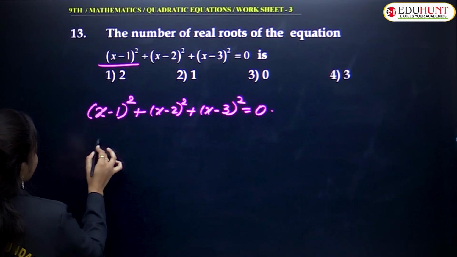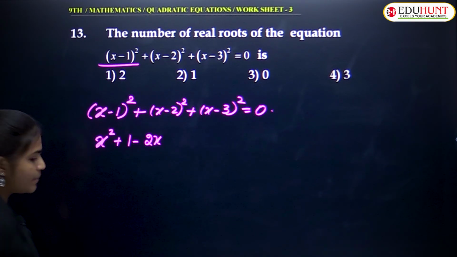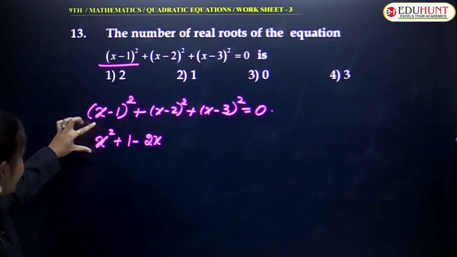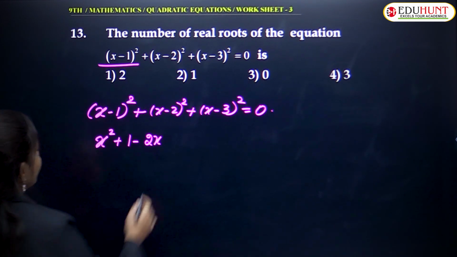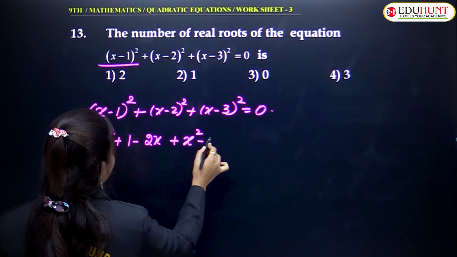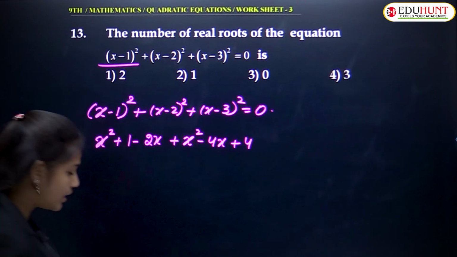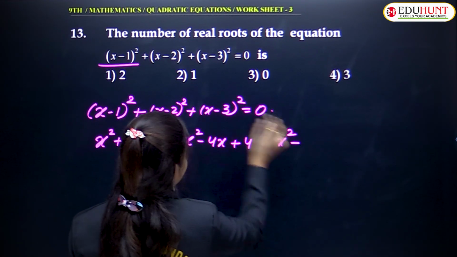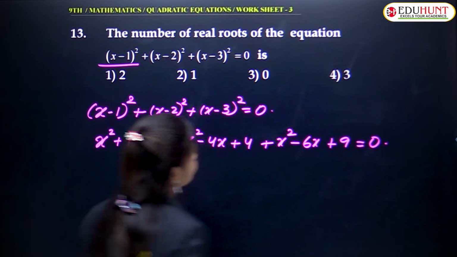Okay, so x minus 1 whole square, x square plus 1 minus 2x, which means the a minus b whole square formula applied here. A square plus b square minus 2ab. Understand? Yes. Plus here also same. A square minus 2ab, 2 2s are 4x, plus 2 square is 4. Okay. Plus x square minus 2 3s is 6x plus 9, which is equal to 0.